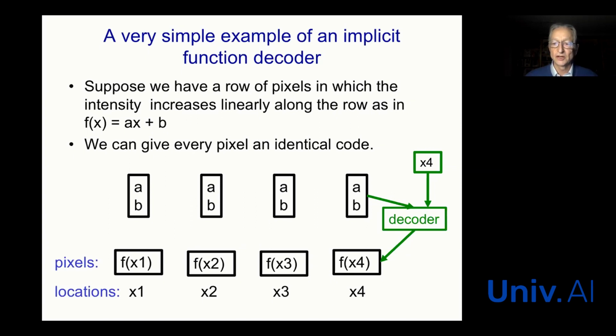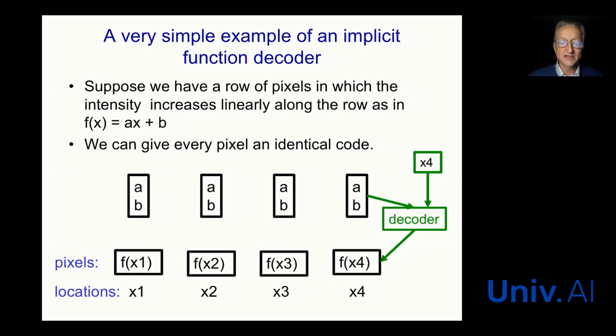So the intensity is a function of where you are. Just like for a face, the part you expect to see is a function of where you are in the face. Now we can make a little neural network that has exactly the same code for all pixels. The code is AB, and that's the same for all pixels. And provided we take the neural network and give it an extra input, namely the location you're trying to predict, then the AB, when you give it the extra input x4, can predict the intensity of pixel 4. And AB, when you give it the extra input of x1, will predict the intensity of pixel 1.